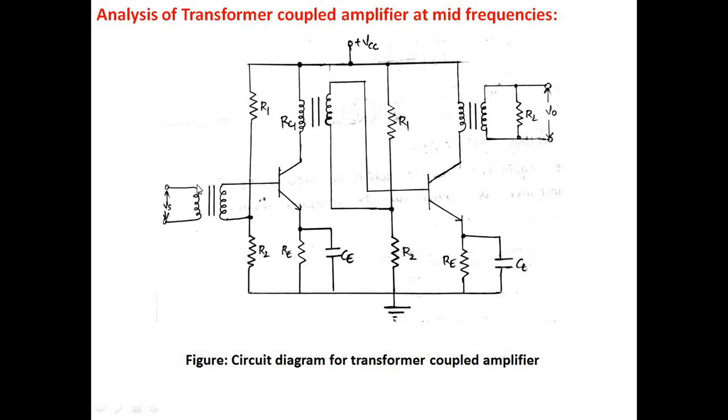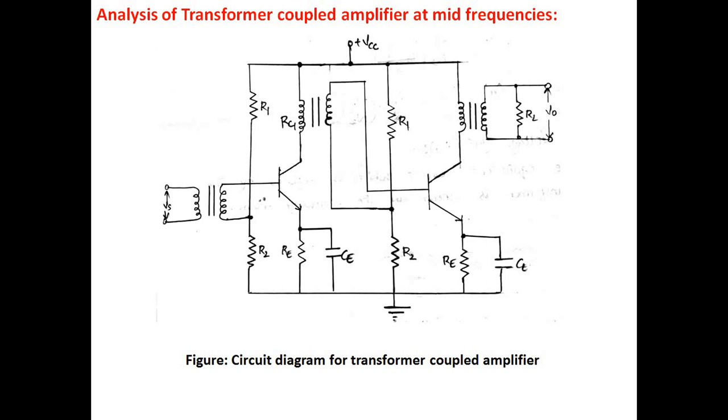Even at the initial side, where we apply the source signal, we use a transformer here. Again here we use a transformer, and we use a transformer at the load side as well, and to couple the two different stages of the amplifier we use transformer coupling.